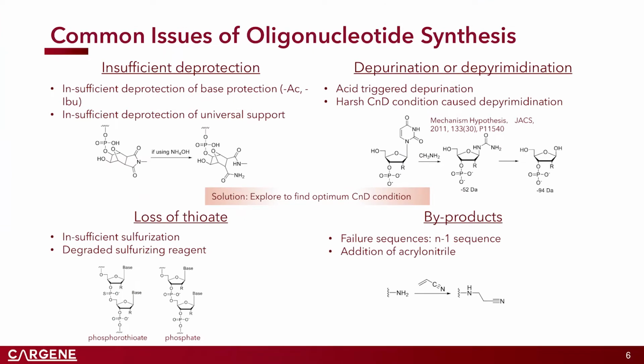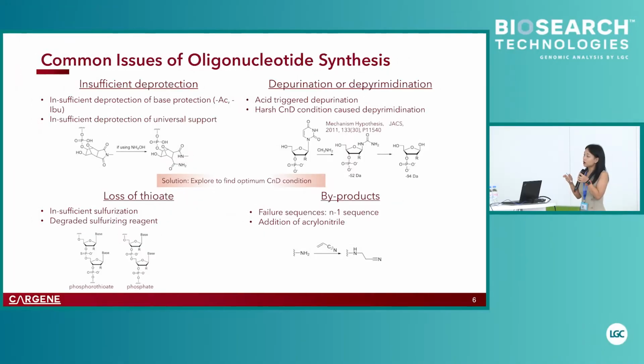And there are some issues here. I think Luke also touched on that, but I'm going to show particularly 4 impurities that we have seen related to oligonucleotide therapeutics development. The first one would be insufficient deprotection. It could come from insufficient deprotection of the base. For example, iBu and Ac are difficult to deprotect. But this is very common for any oligonucleotide synthesis.